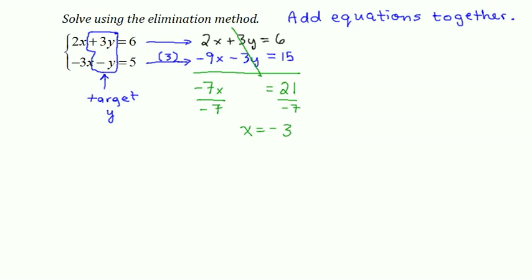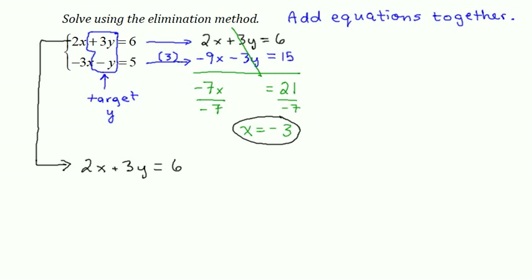Now, we're not quite done here, because as I mentioned before, a solution is an ordered pair. So far we only have an x value, but the way that we can finish this is exactly the way we finished the previous problem when we were using the substitution method. We can just take either of these original equations, it doesn't matter which one, 2x plus 3y equals 6, and plug that value in for x to find y.